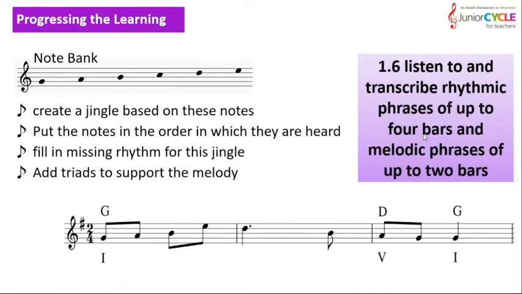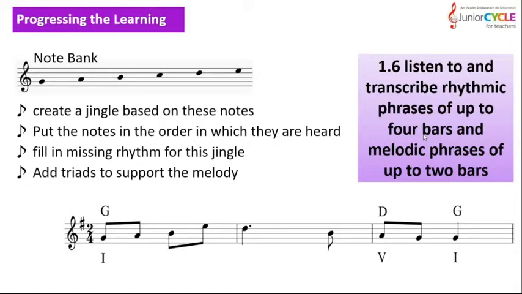After listening to a variety of jingles, the learning experience could be the students creating their own jingle through using the notes from our note bank. Another great way to use a note bank is to ask the students to put the notes in the correct order in which they are heard in the jingle. Scaffolding contextual listening can be further achieved through giving the notes of the jingle and asking the students to fill in the missing rhythm.